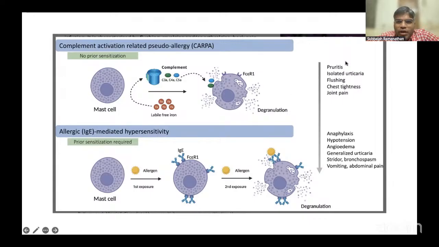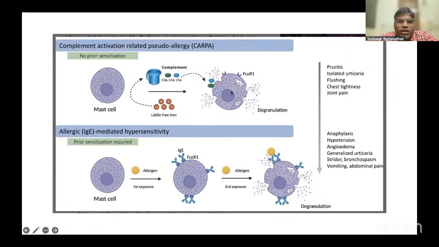Whereas in CARPA, you would see pruritus, not a generalized erythema or flushing or urticaria, just an isolated urticaria at some places. Flushing might be there, chest tightness, but no hypoxemia, no wheeze, and joint pain is very classical of this. Patients might complain of back pain or knee joint pain after, and you need not worry. Just reassure the patient. You can stop the infusion for some time. You can give some saline. No need for first generation antihistamines.